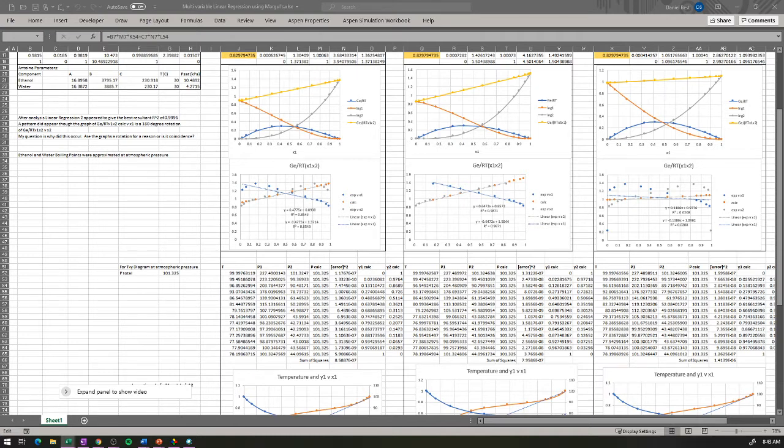So it's x1, gamma 1, P sat 1, plus x2, gamma 2, P sat 2. Okay. Now I wanted to get a graph of the TXY diagram. So I'm going to go ahead and highlight this. I'm going to go to Insert, Chart, and I want this to be not a scatter plot.